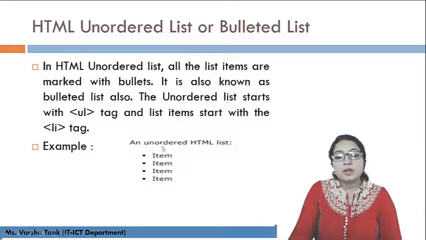So here you can see this is the unordered HTML list example. Here this is the bulleted text. So that is the unordered list. Here we are not specifying any numerals. They are just bulleted content.